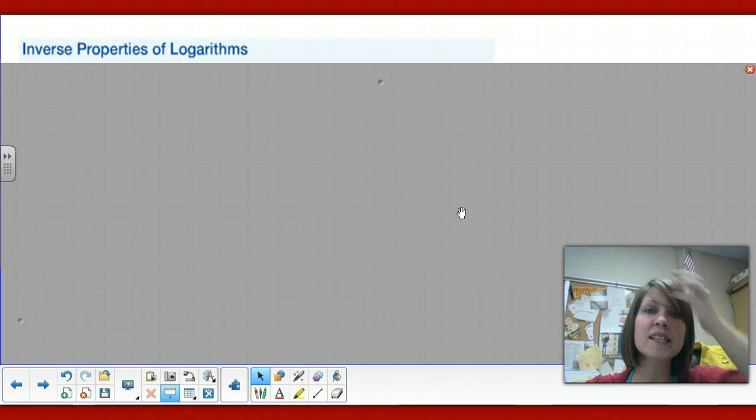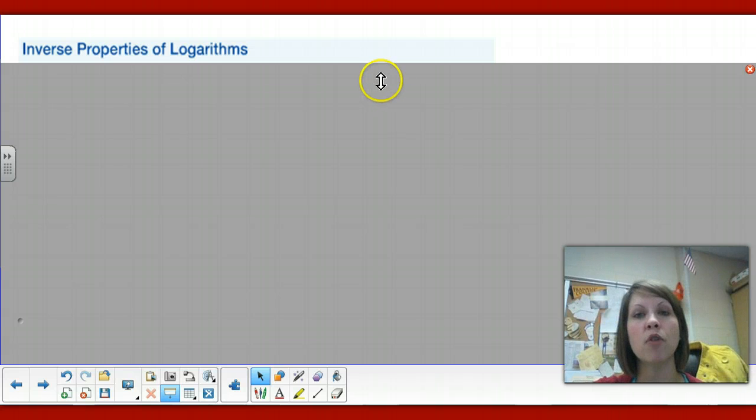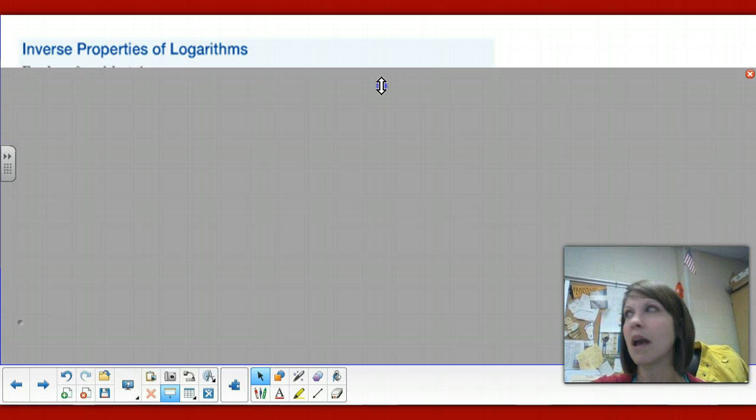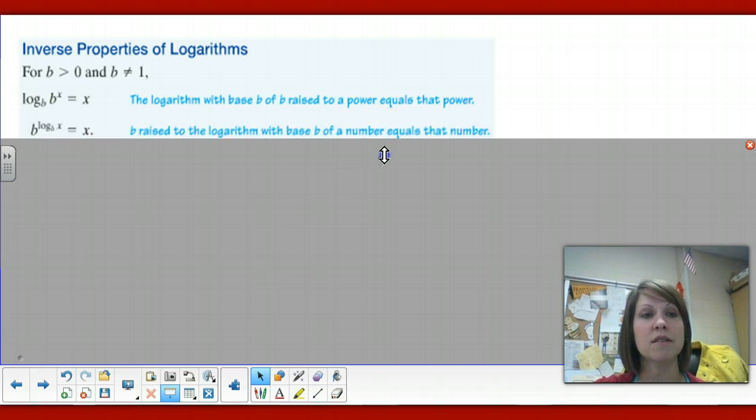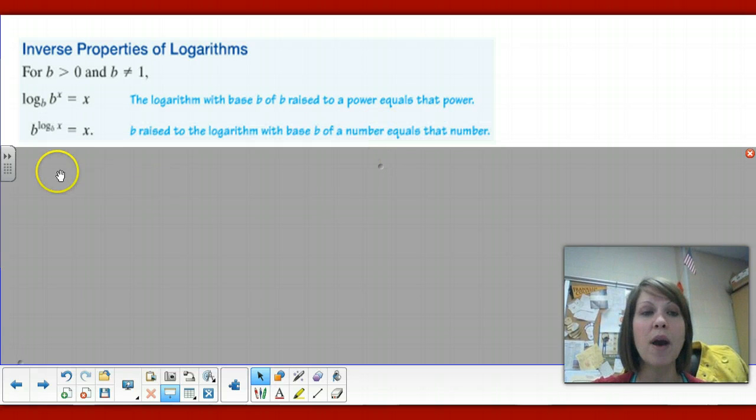Okay, the second set of properties is called the inverse properties of logarithms, and it also has a canceling out kind of effect. Okay, so for this one it says if you have the log of b base b to the x, instead of saying it equals 1 when there wasn't an exponent, now it's just going to equal x. The log of b base b to the x is equal to x. And the same goes if you have b to the log base b of x, this is also equal to x.